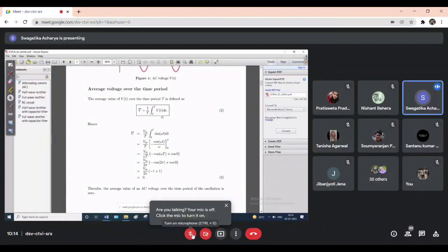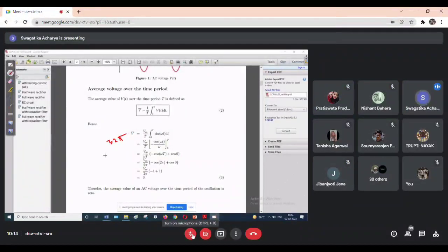Sometimes you are taking 0 to 2 pi, or 0 to T. I am taking here 0 to T. T means you will consider 2 pi, right? 1 by 2 pi integration of 0 to 2 pi V(t) dt, or here you will put V_m sine omega t. Here T is nothing but your 2 pi. Correct or not? Or you can say directly, I am just taking in the format of T itself. So it will be V_m by T integration 0 to T, in the place of V(t), I am just putting sine omega t dt.